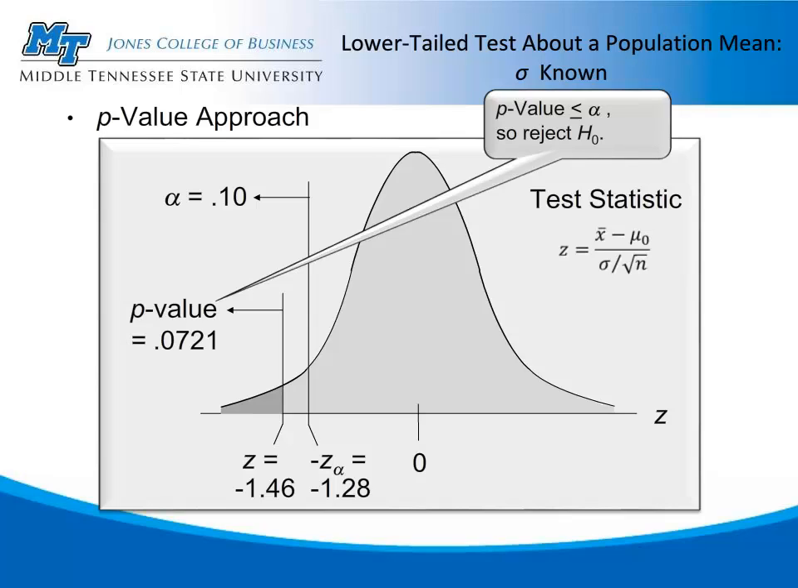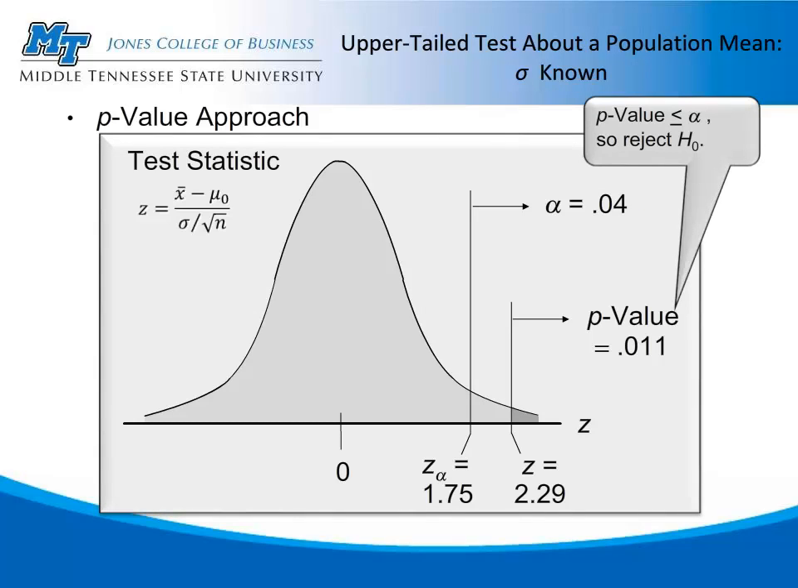Now if we were doing the critical value approach on this one, we would take the 10% and look that up in the table, and we would find the critical value is a negative 1.28. Because the computed value, the negative 1.46, is less than or equal to a negative 1.28, you're still going to reject the null. It doesn't matter whether you use the p-value approach or whether you use the critical value approach. They're both going to give you the same decision in terms of whether you reject the null or whether you don't.